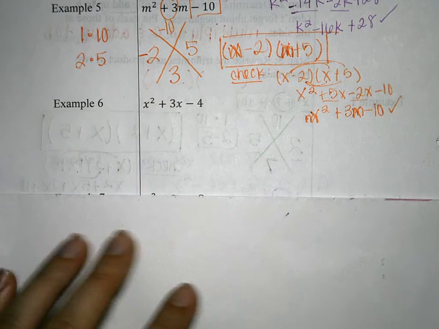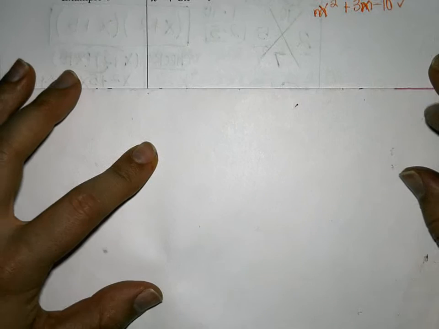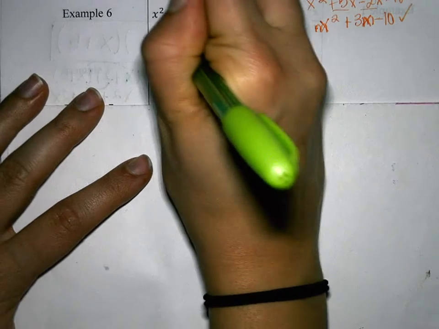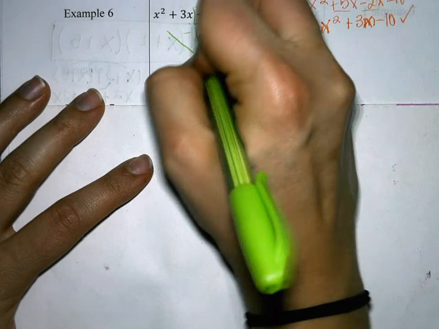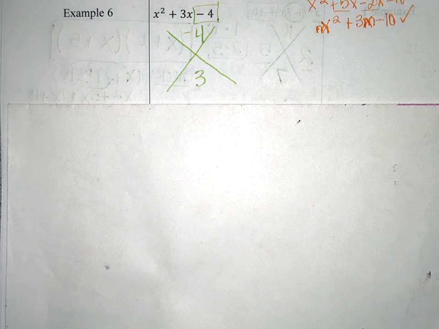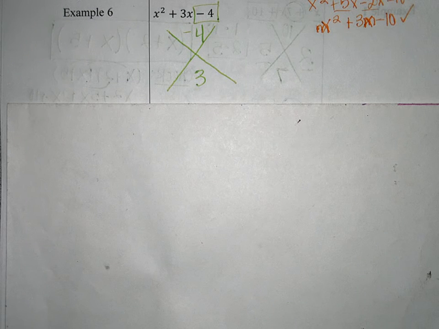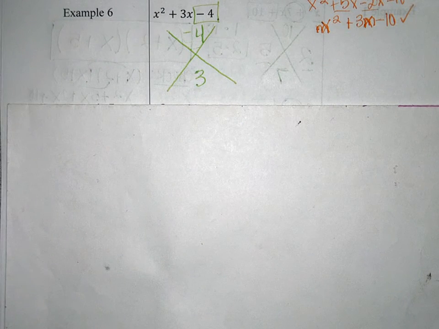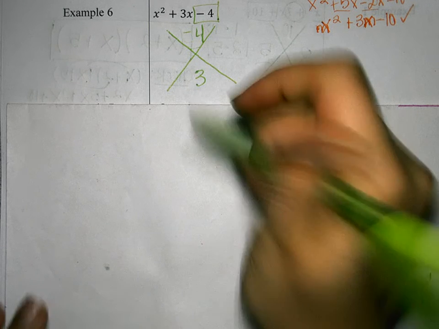Let's try another one like that. So example 6. x squared plus 3x minus 4. First thing is let's set up our diamond. Negative 4 on top, positive 3 on bottom. And I'm looking for two numbers that multiply to negative 4 and add up to positive 3. So if I'm trying to multiply to negative 4, one of my numbers has to be positive and one has to be negative, because a positive times a negative is how I get a negative.